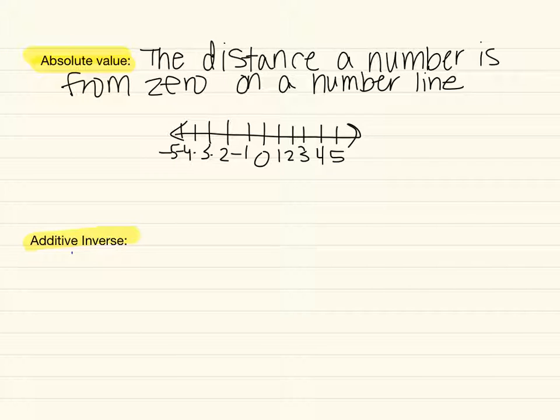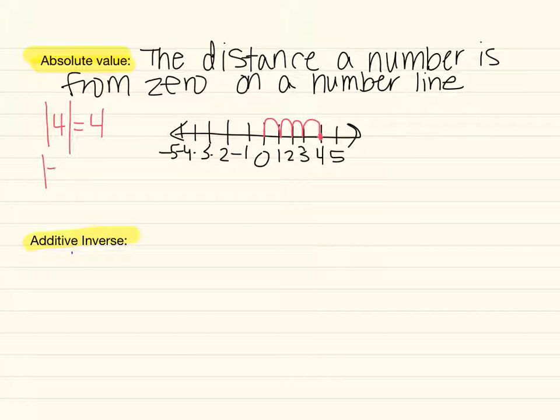So let's say we want to figure out what the absolute value of 4 is. Well, first of all, the symbol for absolute value looks like this. It's like two bigger lines outside of the number. So we would find 4 on the number line, and then we would say how many units is that from 0? 1, 2, 3, 4. So the absolute value of 4 is 4.